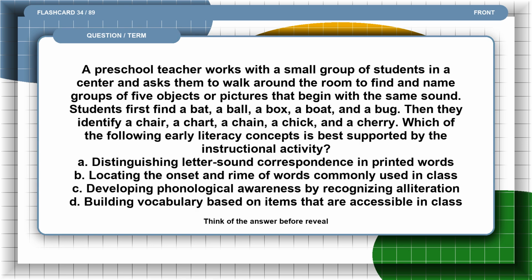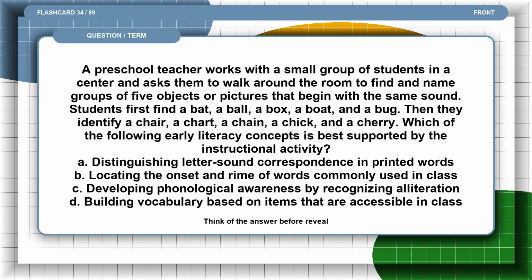Flashcard 34. A preschool teacher works with a small group of students in a center and asks them to walk around the room to find and name groups of 5 objects or pictures that begin with the same sound. Students first find a bat, a ball, a box, a boat, and a bug. Then they identify a chair, a chart, a chain, a chick, and a cherry. Which of the following early literacy concepts is best supported by the instructional activity?